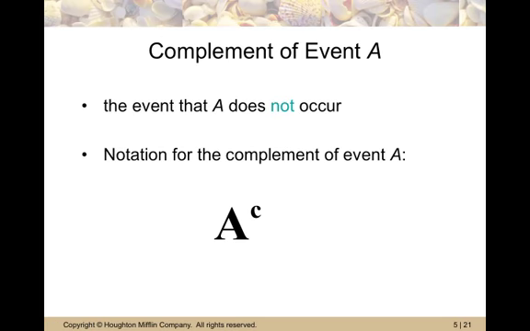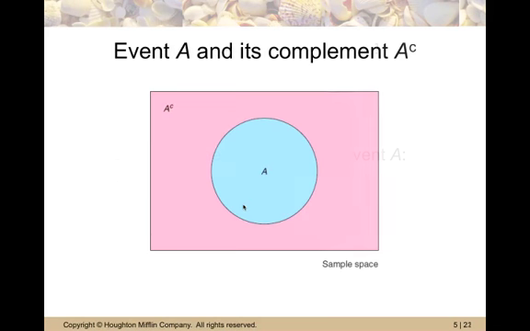All right, the complement of an event A is the event that A does not occur. So the complement of rolling a 2 is not rolling a 2. Notation for the complement of event A is A with a superscript C. Sometimes you'll just see a little dash there, or a little prime. That's another way of saying a complement.